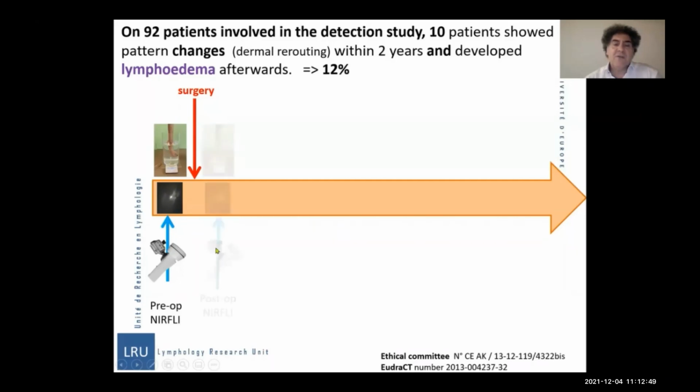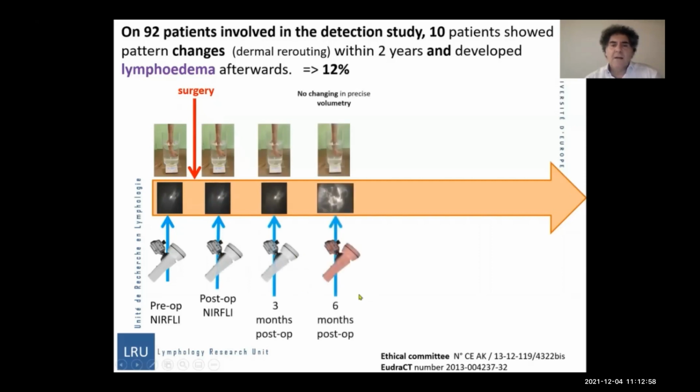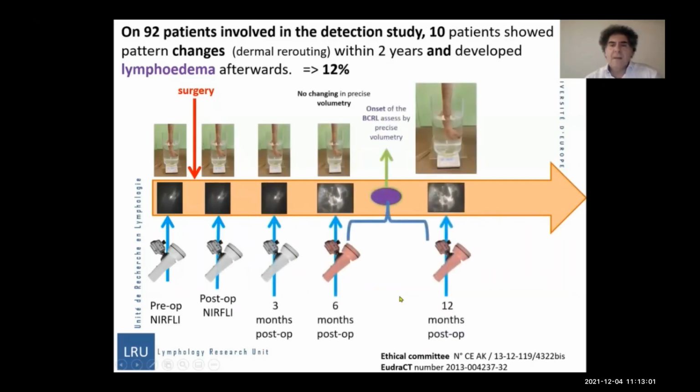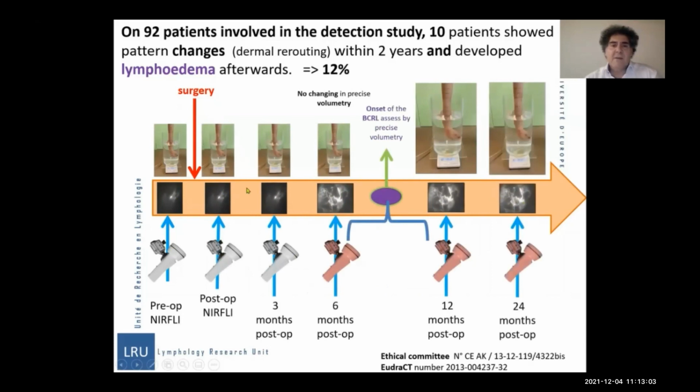And then we compared those volumes with the images that we recorded. And then we did the same examination post-operatively at 10 days, and then 3 months, 6 months, 12 months, and then after 24 months. The patients throughout the study that had images that remained normal never developed lymphedema. Patients who at one point in the study showed these typical dermal rerouting images around 3 months, 6 months, depending on the patient, developed secondary lymphedema. So we had to put the cutoff at 5%.